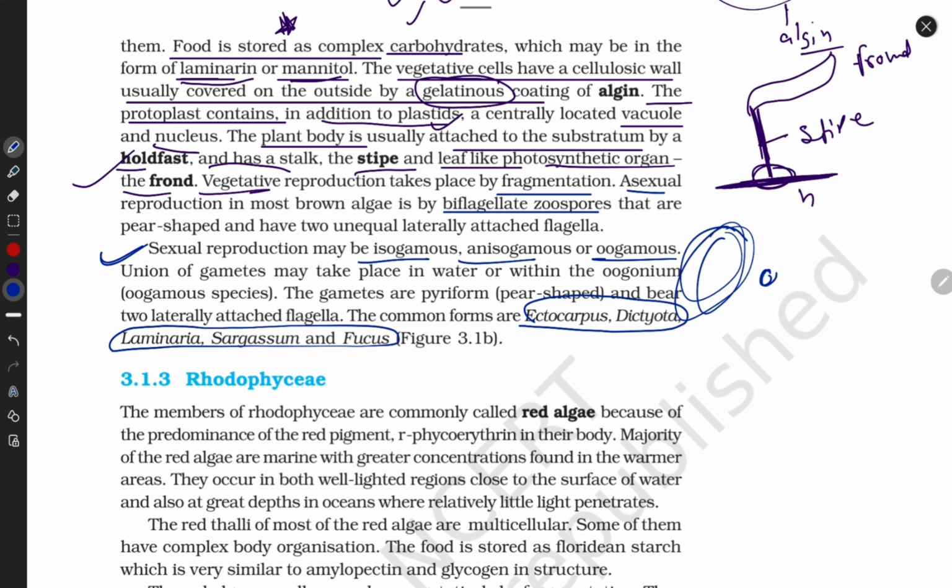You have to remember them with their structure. For Phaeophyceae, write down their 1 to 15 properties, their economic importance, their examples, and make a structure. Examples may be Ectocarpus, Dictyota, Laminaria, according to your NCERT.